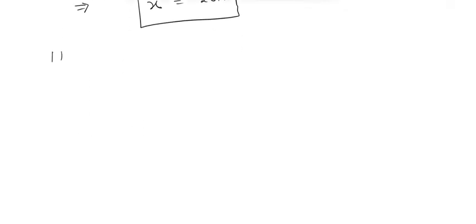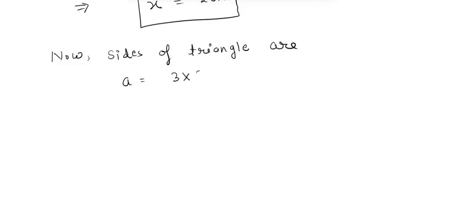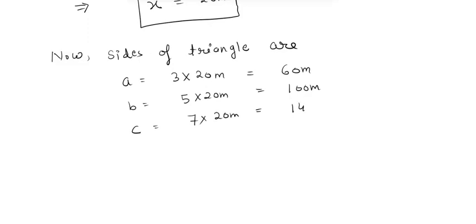Now sides of triangle are A is equal to 3 multiply, put value of x, so 20 meter. So here we will get 60 meter. B is equal to 5 multiply 20 meter. So we will get 100 meter. And C is equal to 7 multiply 20 meter. So we will get 140 meter.